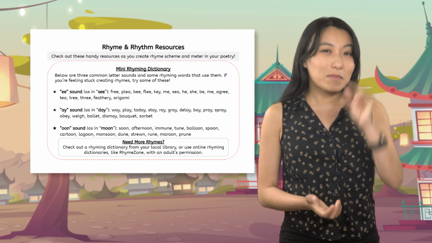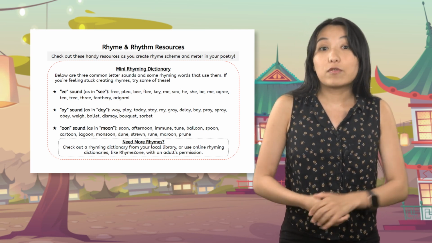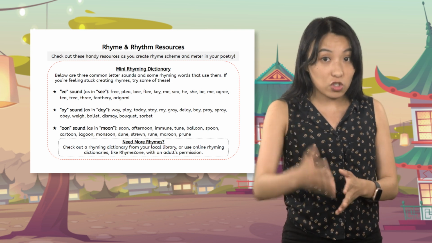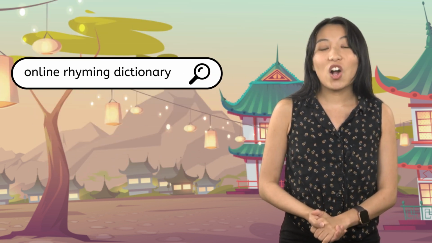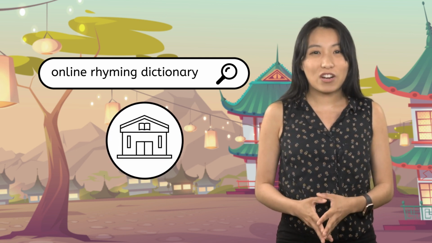and get inspired. In your PDF, there's a mini rhyming dictionary with some common vowel sounds. And if you want even more rhyming inspiration, then with an adult's permission, you can also find online rhyming dictionaries or a hard copy of one at your local library. That's a great way to discover rhyming words.